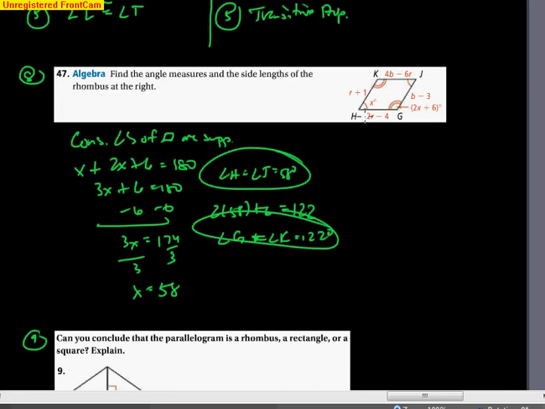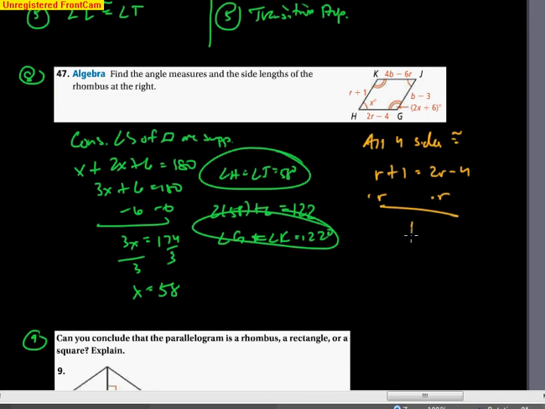And now we have a rhombus still, and in a rhombus, all 4 sides are congruent. So I can pick any 2. There are 2 variables, b's and r's. I don't care which 2 you pick. I'll do the r's. So r plus 1 is going to equal 2r minus 4. And it doesn't matter. I can do the same thing with the b's.